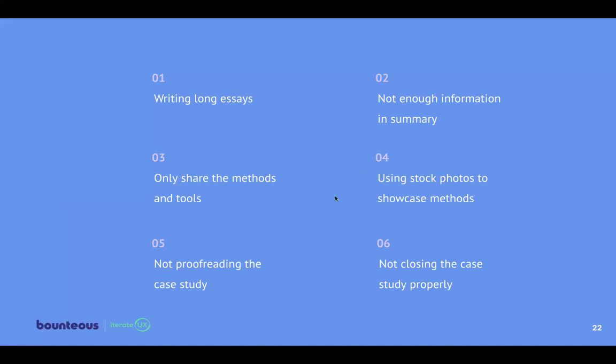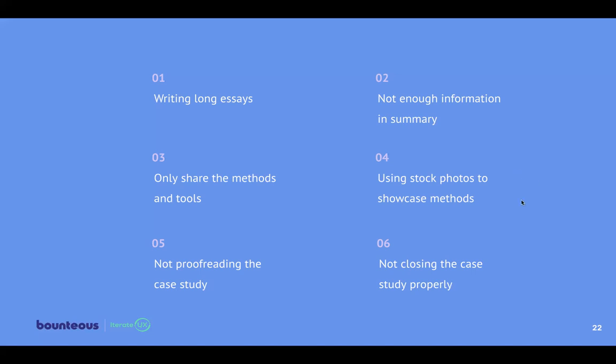And using stock photos to showcase methods. Never use stock photos. You can find tons and tons of stock imagery for case studies or anything online. Always go with your own photos. If you're doing some work in your project, start taking photos, even mobile photography, not a problem. Just include that. It gives that personal touch to your case study. It shows you've actually done work, right? So never include stock photos in your case studies.